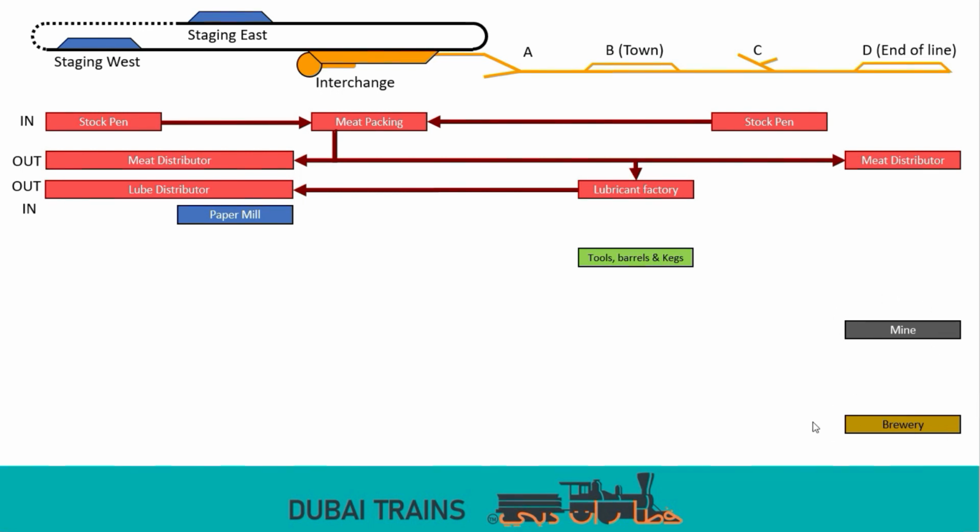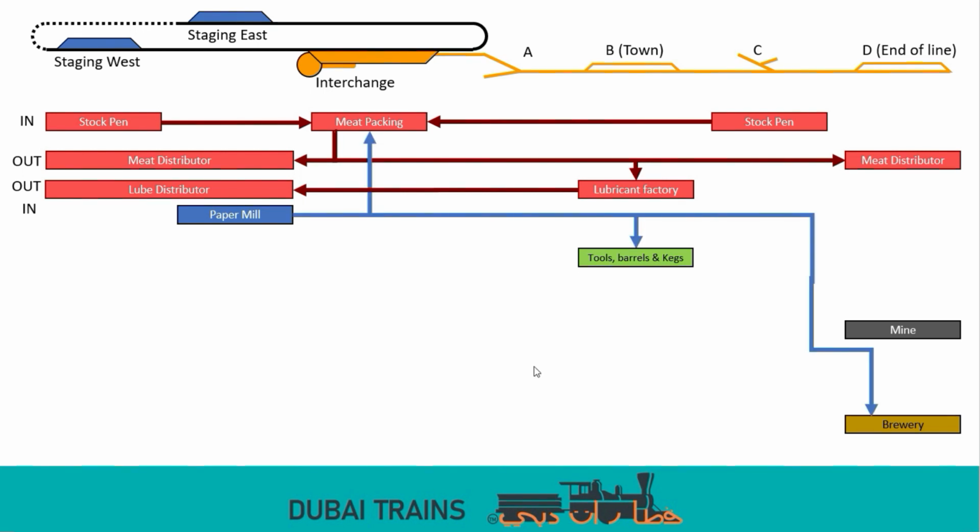So let's start filling the traffic flows in here as well. So start with the paper mill, just to spell it out again if it's not clear. There'll be several cars coming in from the paper mill. From the east, it will be dropped off at the interchange, and there it will be distributed throughout the layout. So one car will immediately be spotted at the meatpacking because it's in the same location, and then the local will go up the line and distribute one at the tools, barrels, and kegs, which is located in town B, and the next one at the end of the line at D, at the brewery that's there.